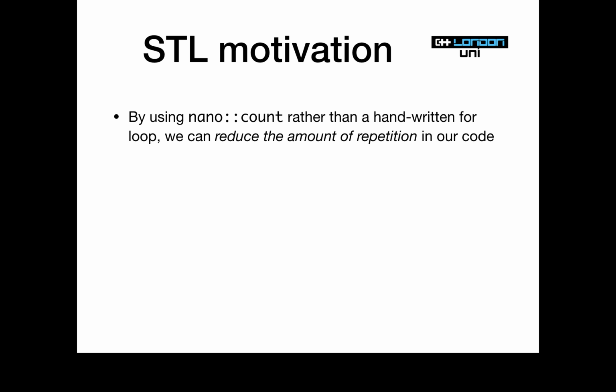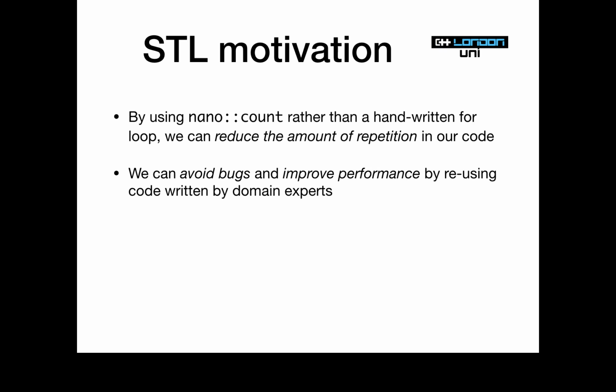So we've used this nano count function, and we've reduced the repetition in our code. I mean, it's a pretty bizarre code base that handles test scores and dog names and switches, but you get the idea. We're not repeating ourselves anymore. We're just using this one useful function. And more than that, we can avoid bugs and improve performance by reusing a function that somebody else has written.